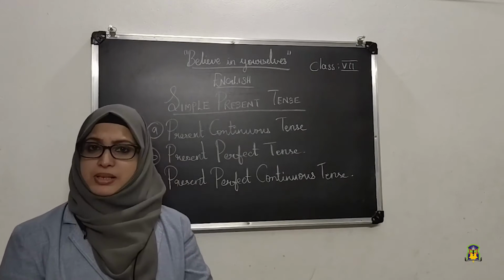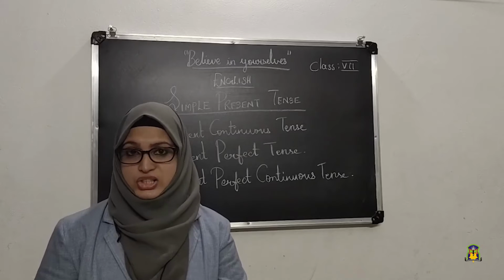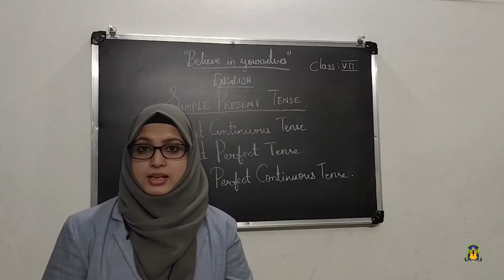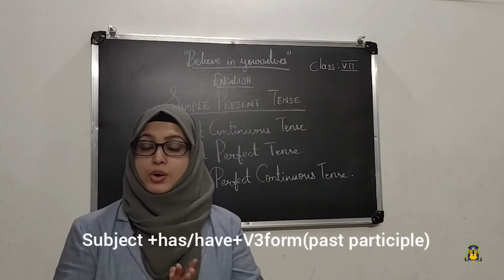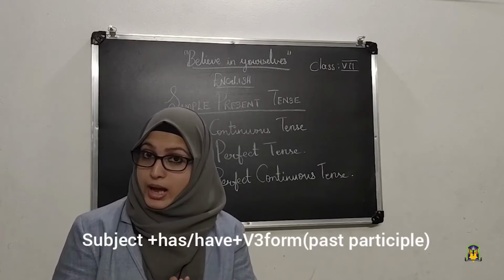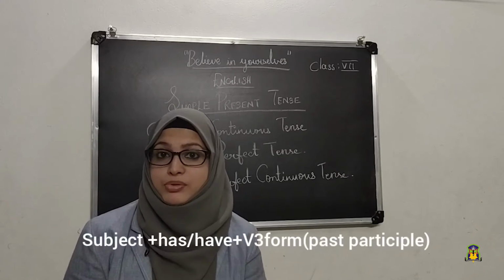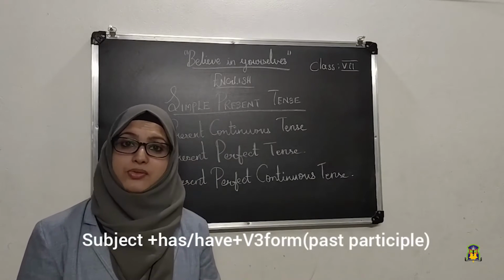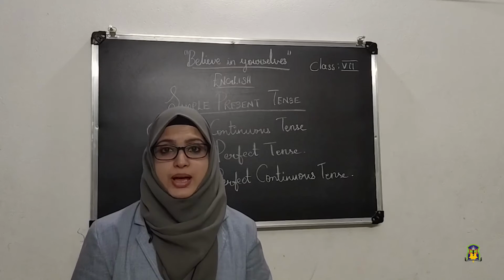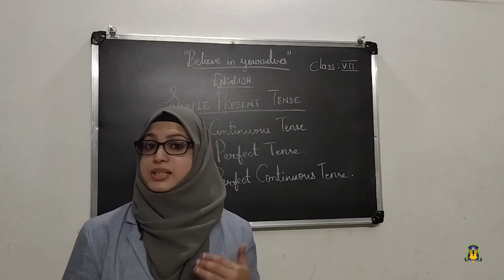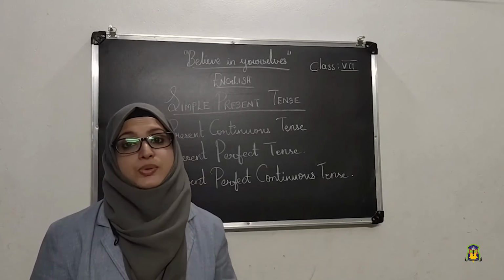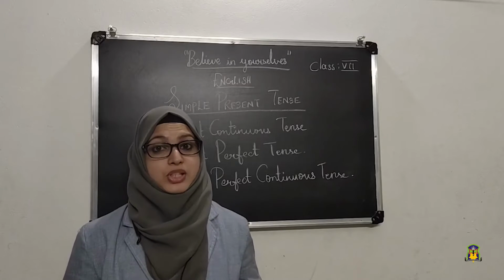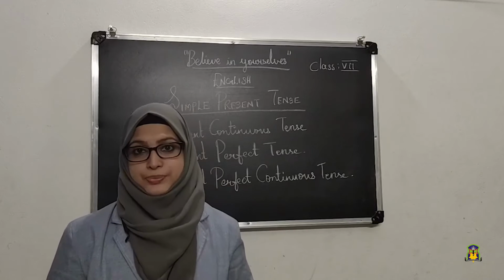Okay, so present perfect tense means its structure is like this: subject plus has or have plus V3 form of the verb. Okay, subject plus has or have plus V3 form of the verb. Why is it has or have? Because if the subject is singular, we use has, and if the subject is plural, we use have.